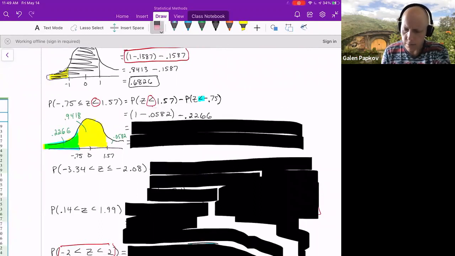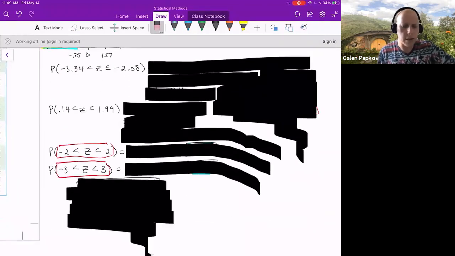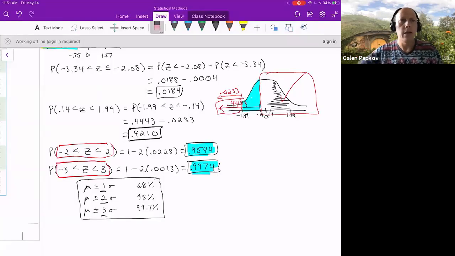And so here is my work for that. So 0.9418 minus 0.2266, and you get 0.7152. So about 71.5% is the probability. Pause the video here, try to find the answer to the last 4, and start the video when you're ready. Okay, so the screen probably magically shows the answers at this point, and that's fine. Hopefully you attempt it yourself to see how well you understand and what you're able to figure out or can't.